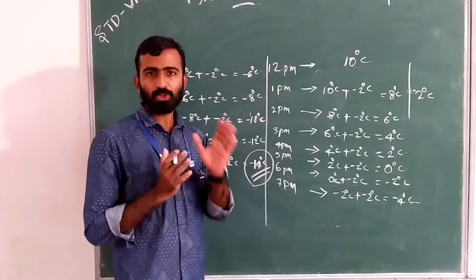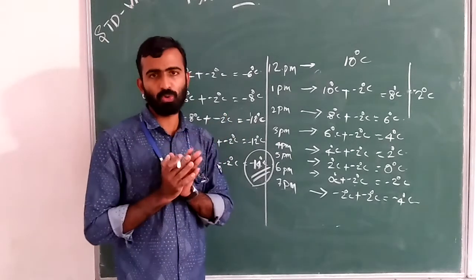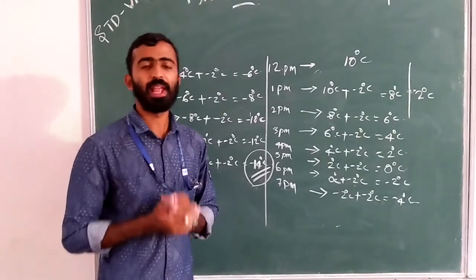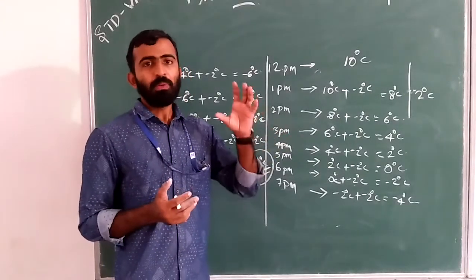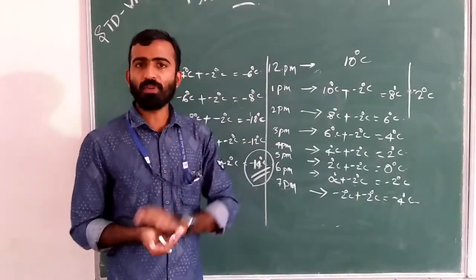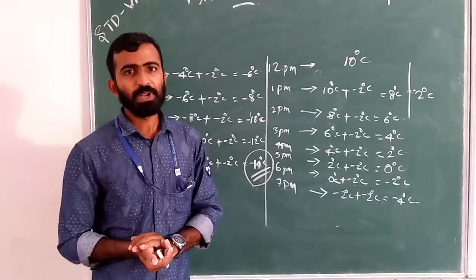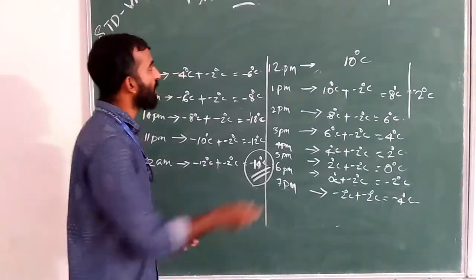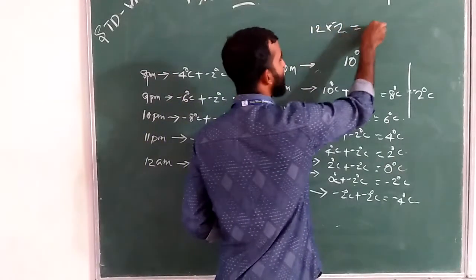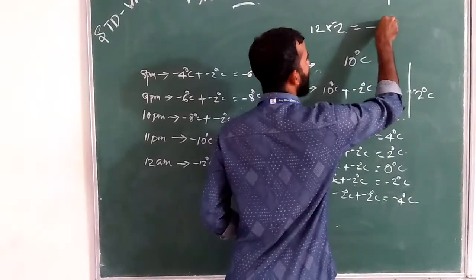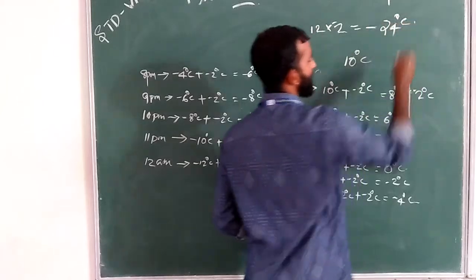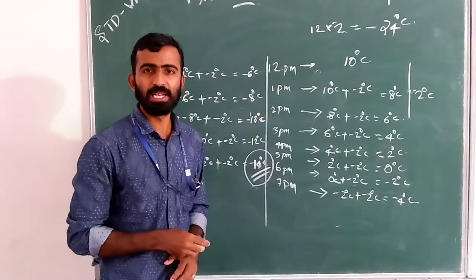Another method is, we know that the difference between midnight 12 o'clock and noon 12 o'clock is 12 hours. When we go from noon to midnight, 12 hours are occupied. That is, the total difference is 12 times negative 2, that is, we get negative 24 degrees Celsius.